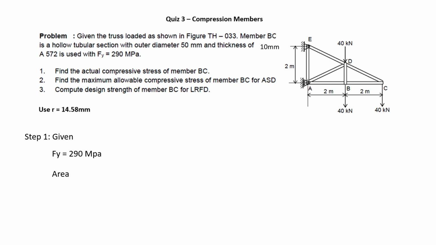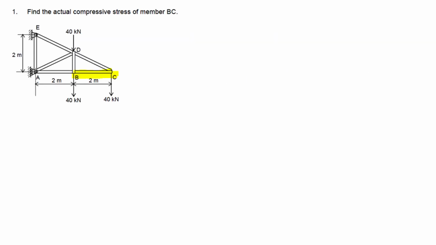Okay. Now let's do the actual calculation for number one. So the question one is find the actual compressive stress of member BC. So before you solve, make a plan. So we are asked to find the actual compressive stress. Now, to solve for the compressive stress, we know that compressive stress is equal to the load over its area.